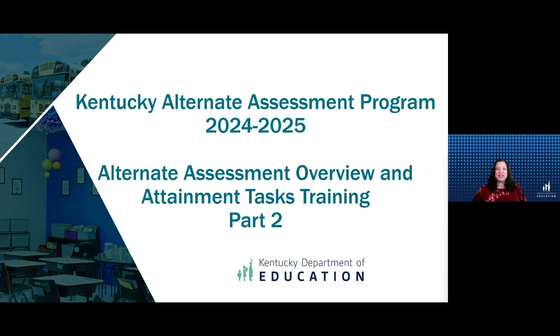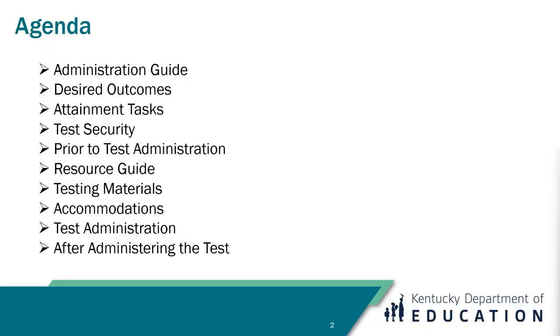If you are just now joining us for Part 2 of Kentucky's Alternate Assessment Program, Alternate Kentucky Summative Assessment Combined Overview Attainment Task Training, I am Krista Mullins with the Office of Assessment and Accountability in the Division of Assessment and Accountability Support. This part of the training will focus primarily on information related to the administration protocol of the attainment tasks. This slide shows our agenda for the Attainment Task, or AT, Training Part 2.